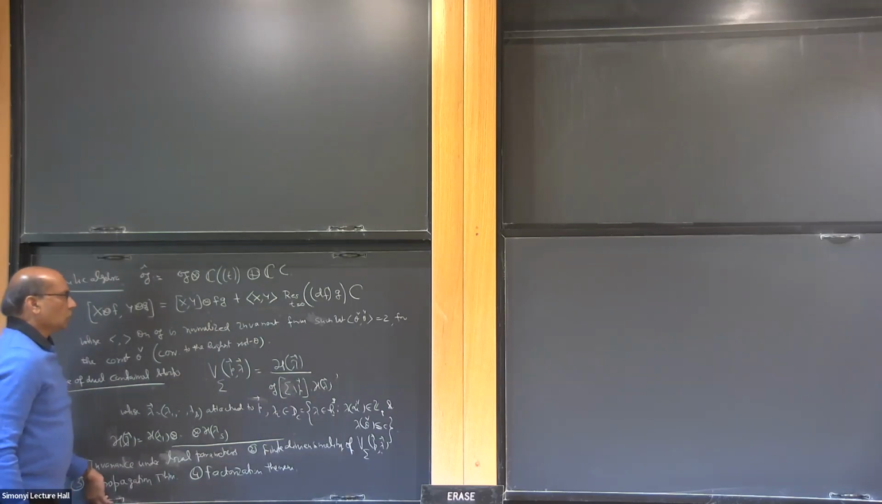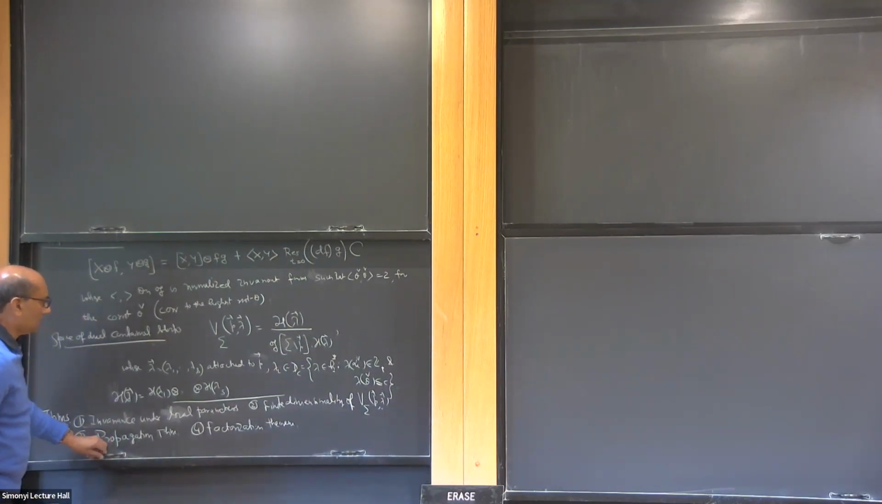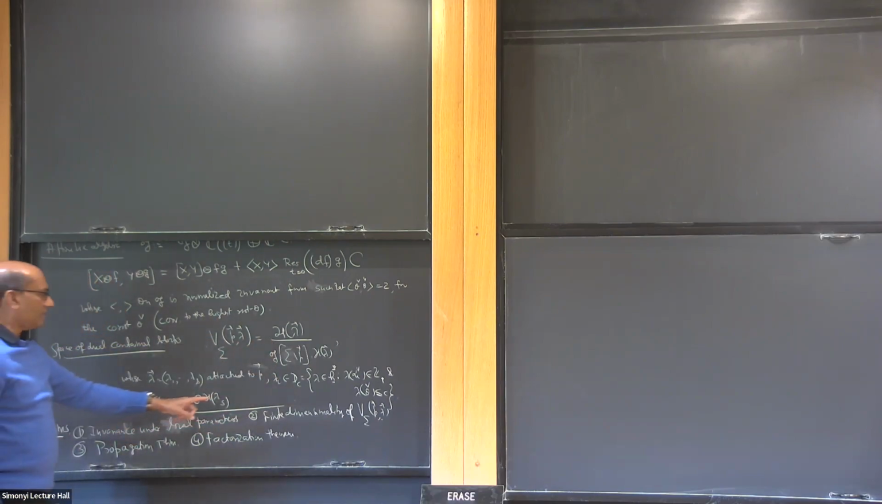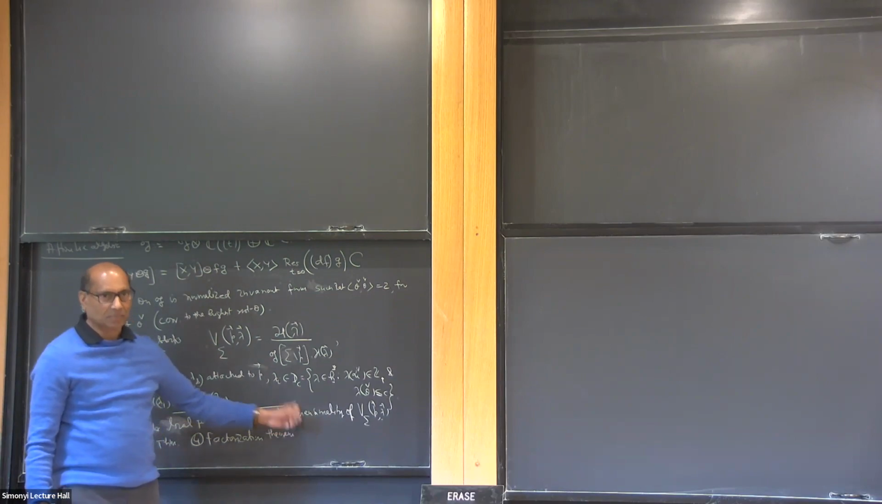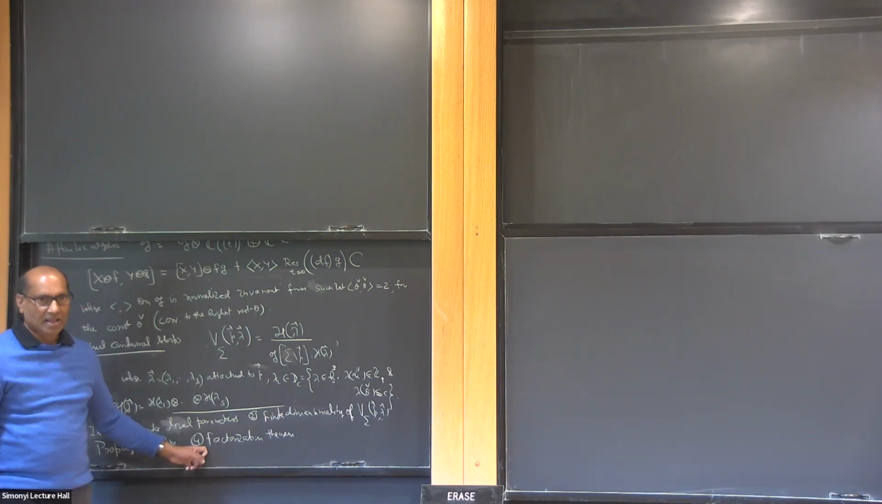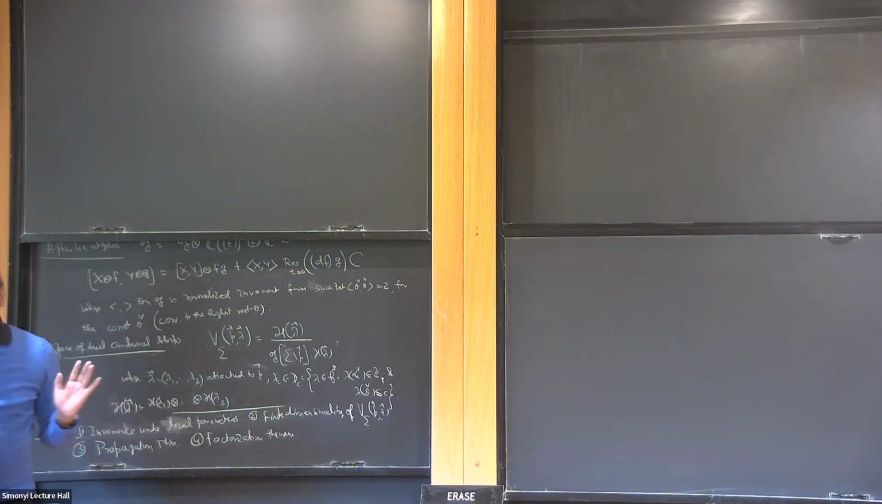Now, we talked about various theorems last time. One is the invariance under local parameters. This requires the choice of a local parameter. In any case, I'm going to explain that. And then the finite dimensionality of this space, and then the propagation theorem and the factorization theorem. So that's the aim today, to at least give enough indication of the proof of these things.